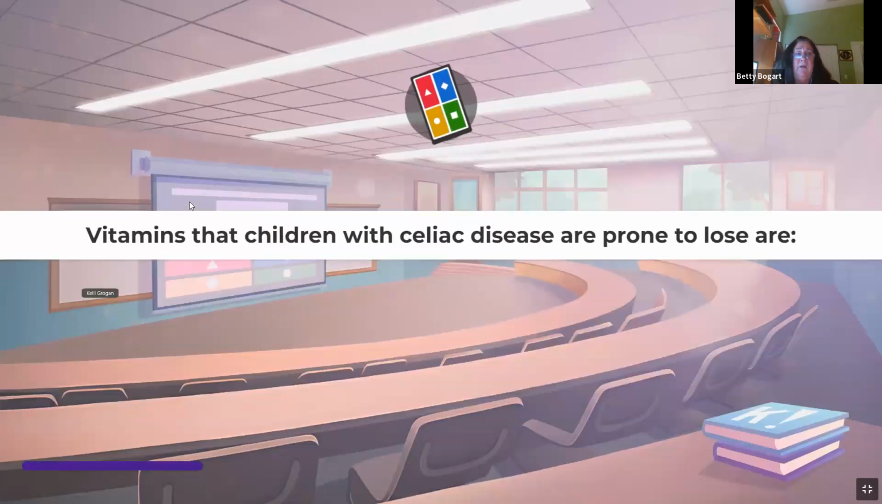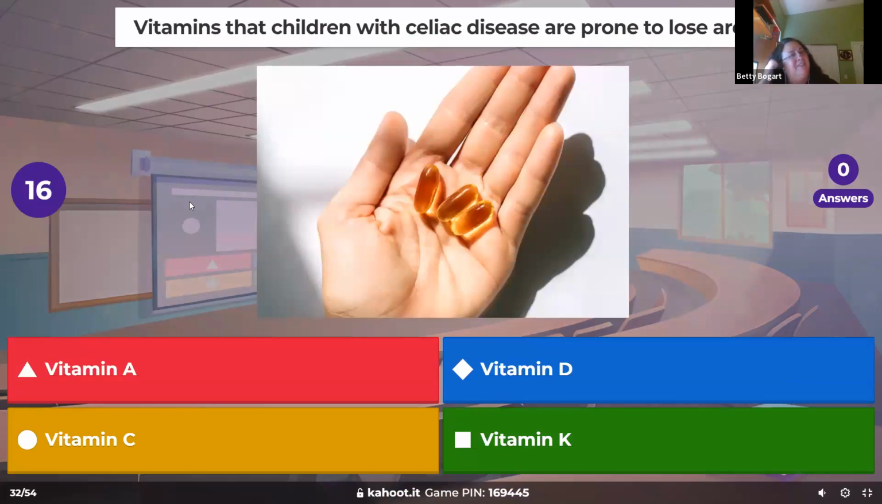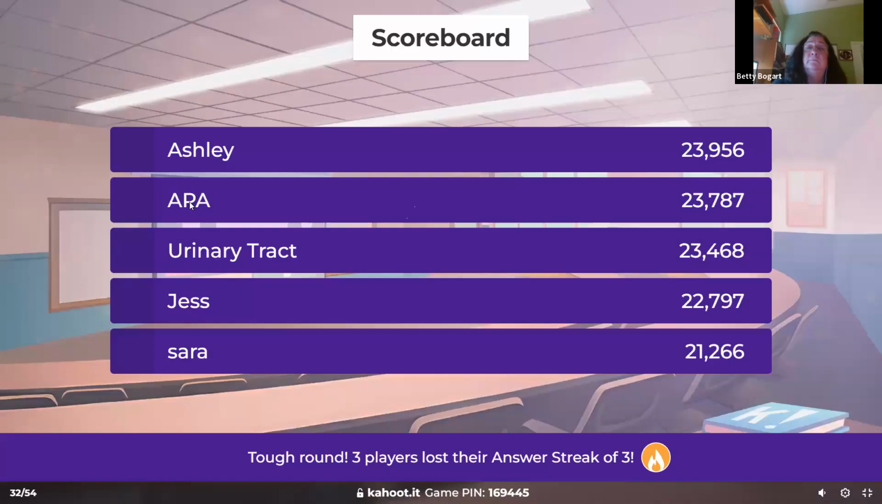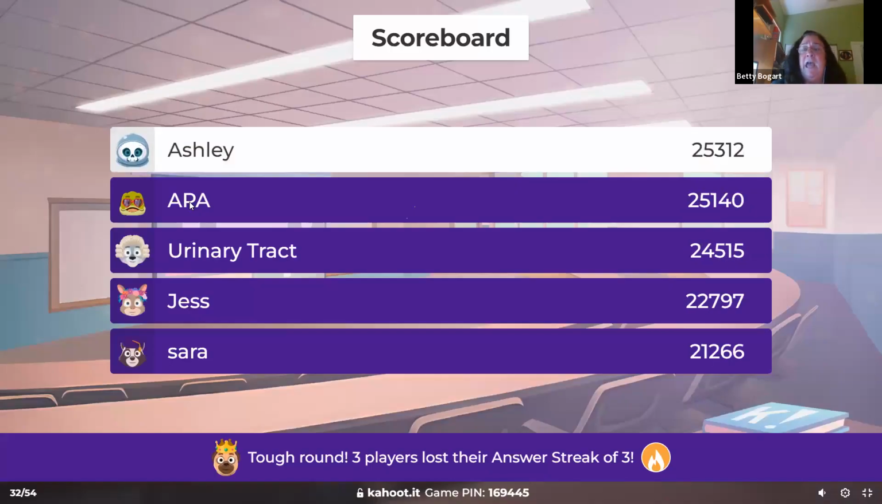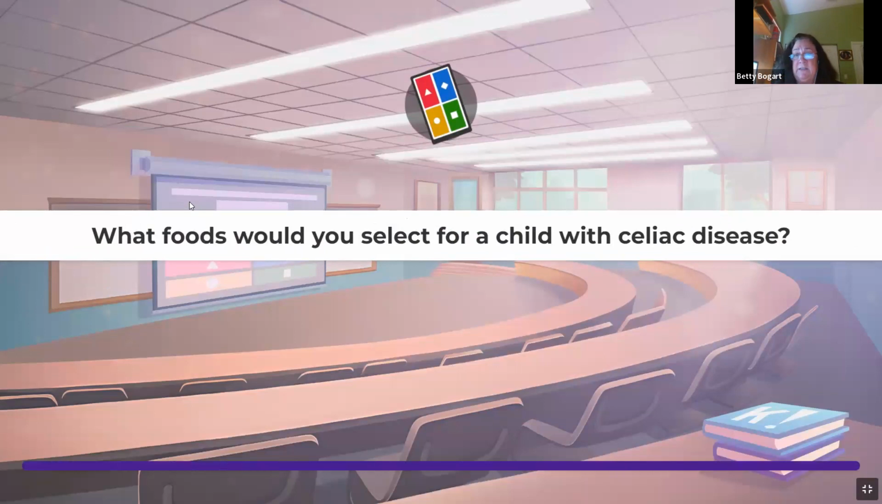Vitamins that children with celiac disease are prone to lose: remember about steatorrhea and those malodorous stools. Why are they malodorous? Because of what? I remember it has a lot to do with fat-soluble vitamins. And which ones are fat-soluble? A, D, and K. Vitamin C is water-soluble. So we're always concerned about fat and nutrition in these children. What foods would you select for a child with celiac disease?